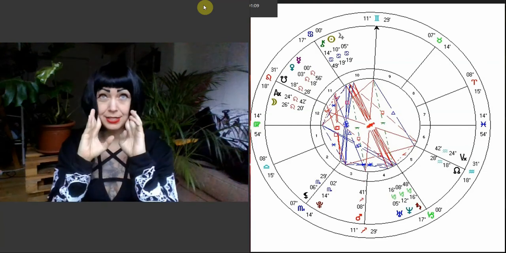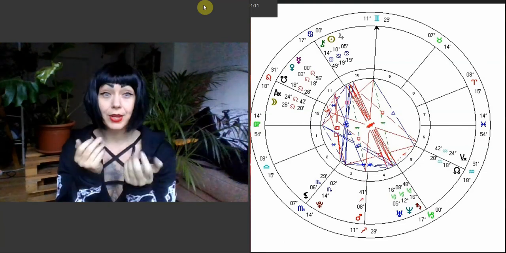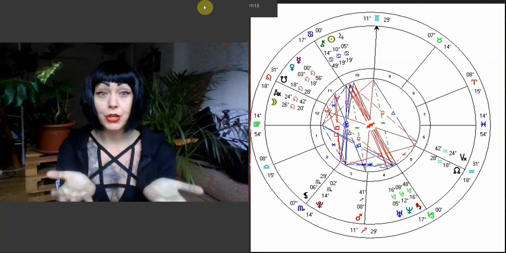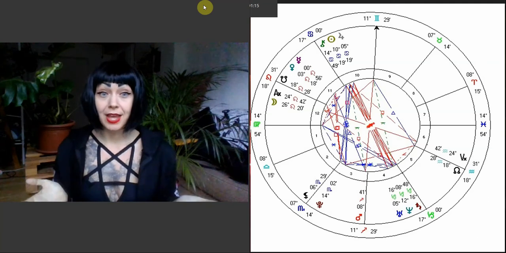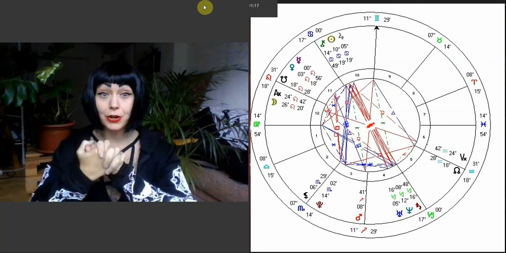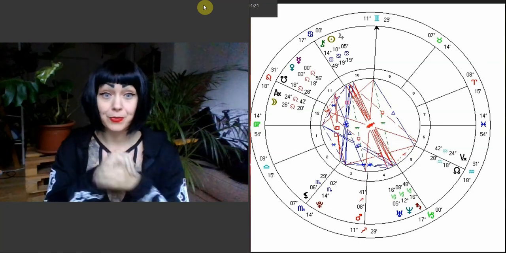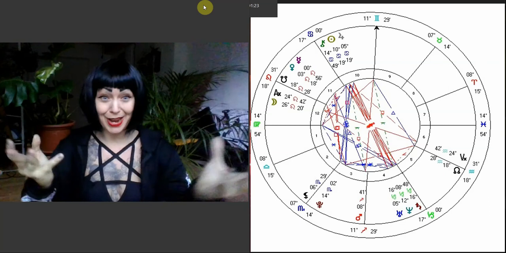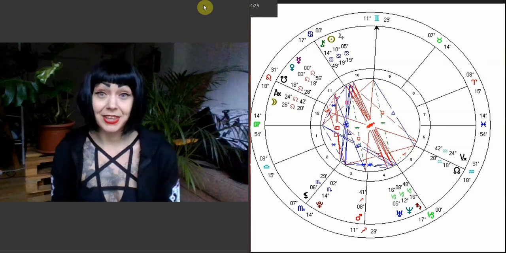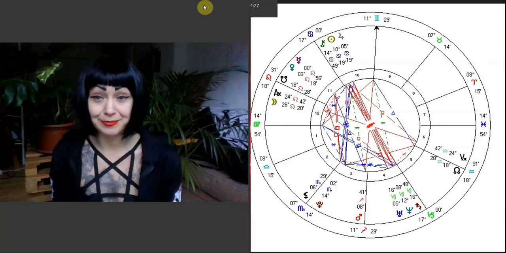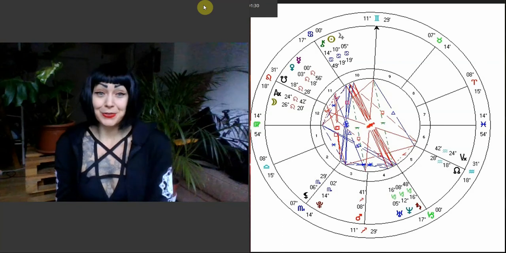But composite charts, they actually create a whole new energy. They show you what happens when these two energies merge. So it's not two individuals anymore, it's like an actual merge. What new energy is created when these two people come together? And I think that's a very interesting thing to look at. So I have a few examples for you.